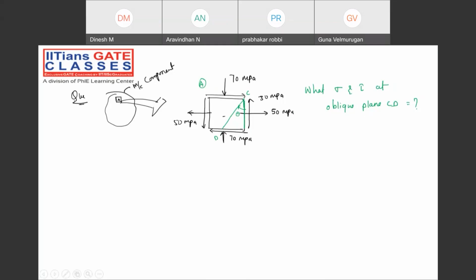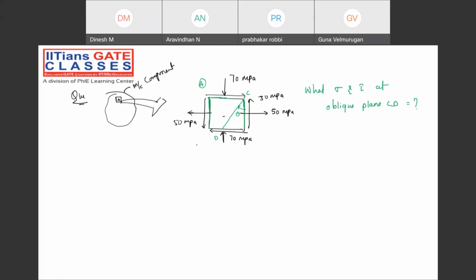This problem can be seen in two ways. In type 1, we can say that this particular element has been rotated by the angle theta with respect to horizontal in the clockwise direction. In the type 2 way, one particular plane will be given to you and they will be asking you sigma and tau on that oblique plane. Either you look from the type 1 problem or the type 2 problem, the answer must be the same.